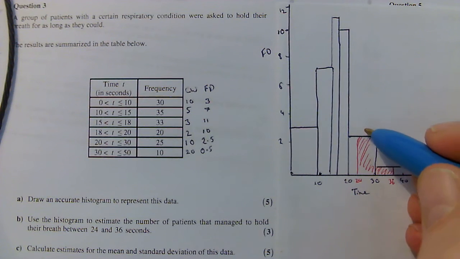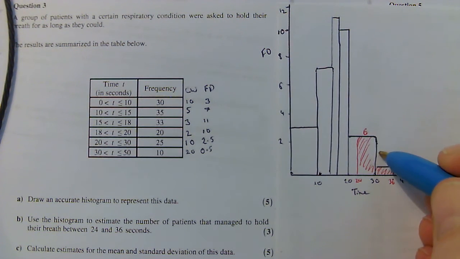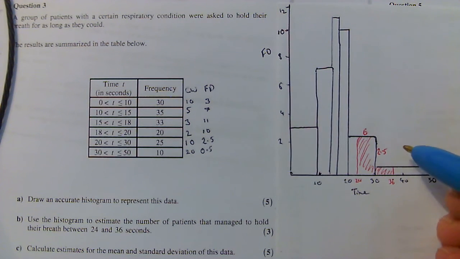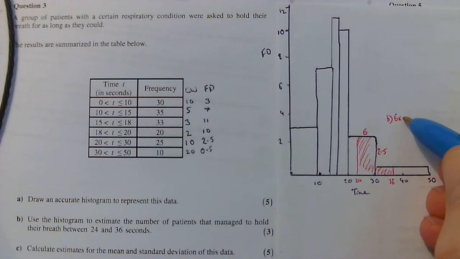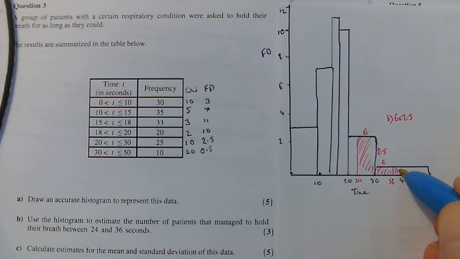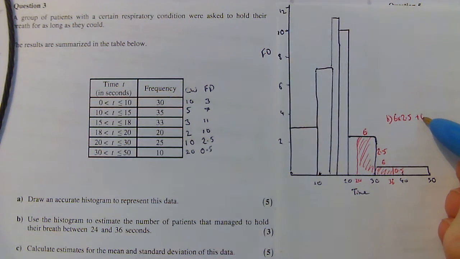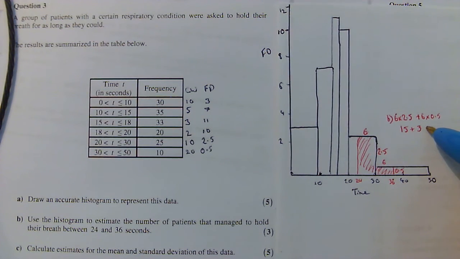So from 24 to 30, that's a width of 6, and we know that the height is 2.5. So for part B, I should end up with an answer of 6 times 2.5, plus here I've got another 6, and the height here is 0.5. So plus 6 times 0.5. 6 times 2.5 is 15, 6 times 0.5 is 3, so 15 plus 3 gives me an answer of 18 patients.